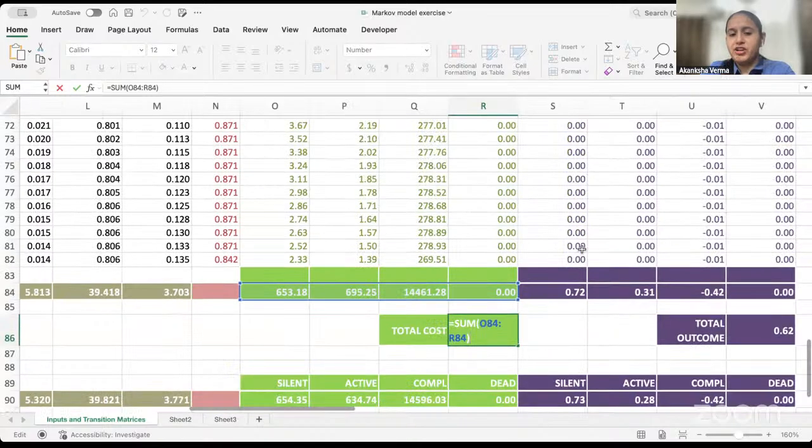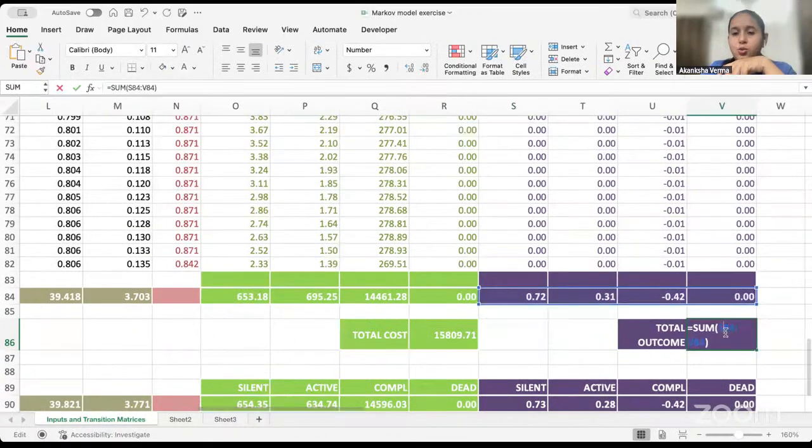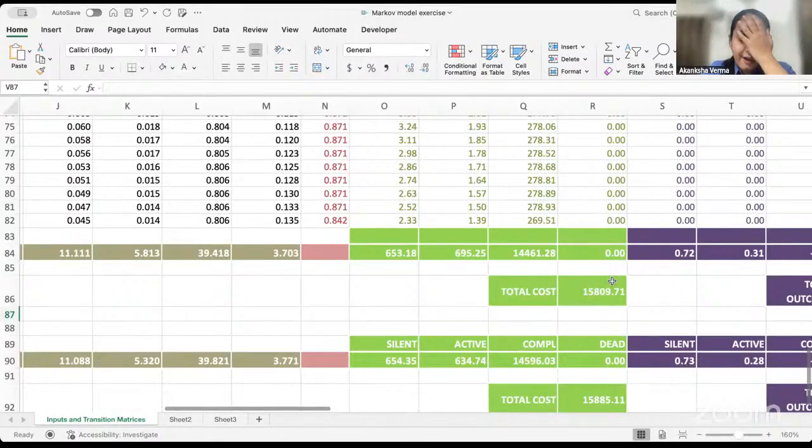So this is the total cost for treatment day. First state A for your health state: silent, active, complication, and death. You will sum all of them, and similarly for your outcomes, you will sum all of them. Once you have done that, here I've also shown you a half cycle correction thing.